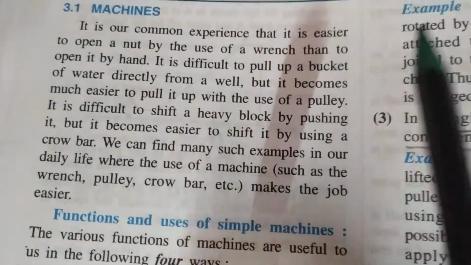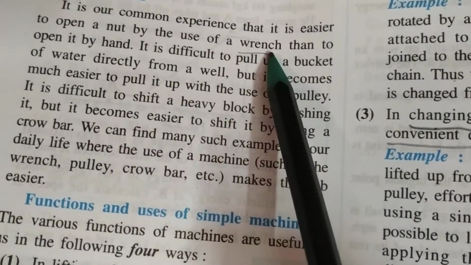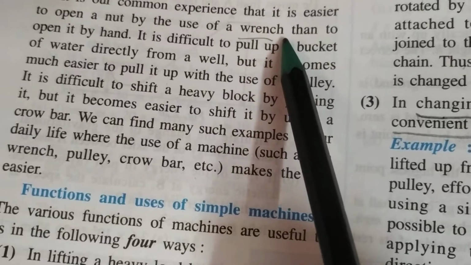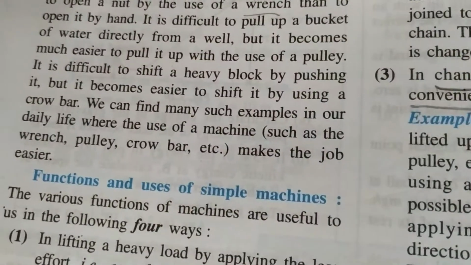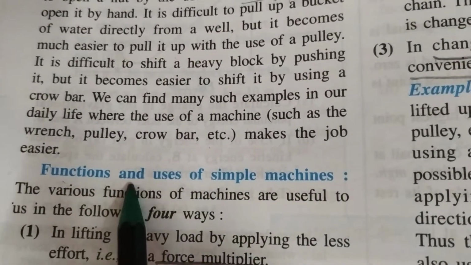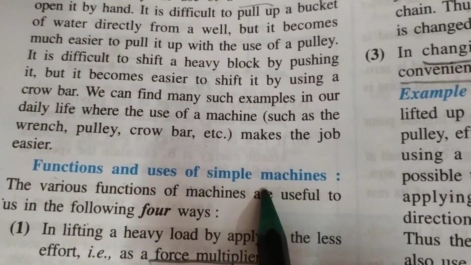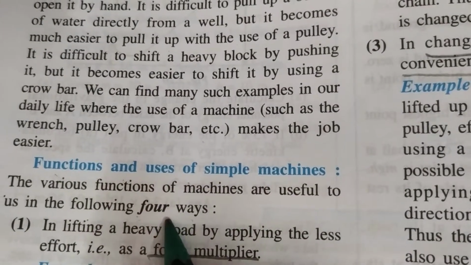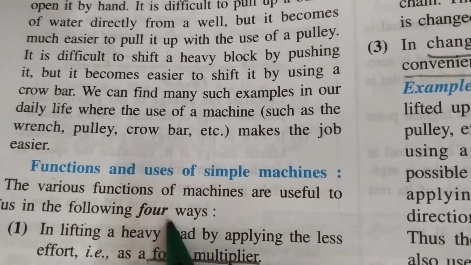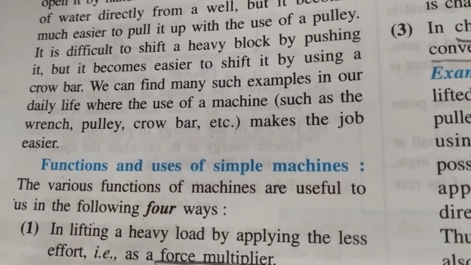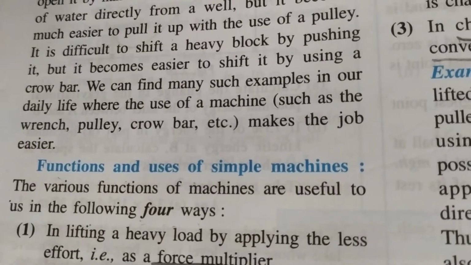Like a wrench, we studied in the first chapter how, in moment of forces, a wrench makes our work easier. So actually a machine helps us in many ways. There are many functions and uses of simple machines. Today we will study those 4 functions, 4 ways in which machines are helpful to us, and we will see that all these 4 points are included in the definition of machines.